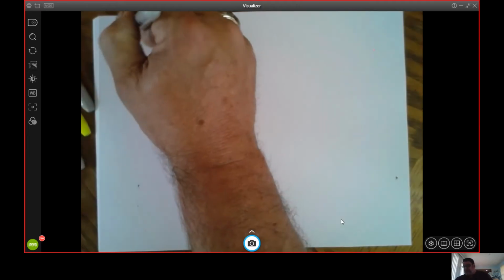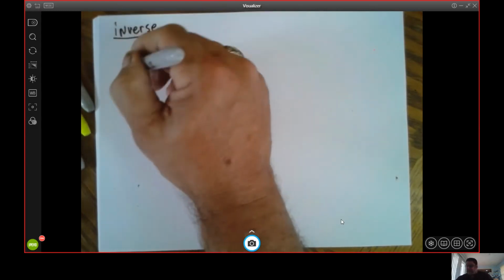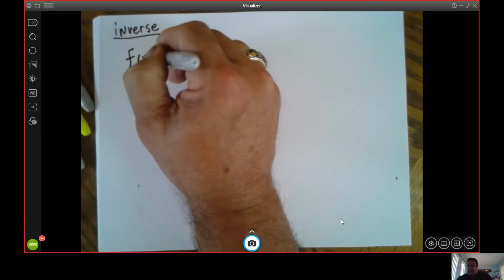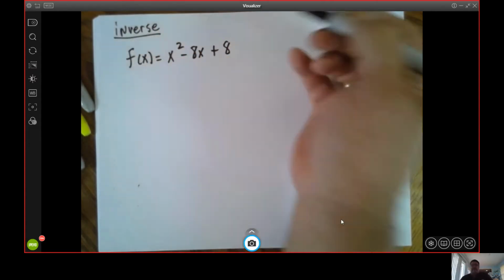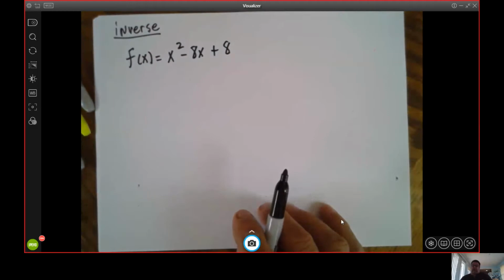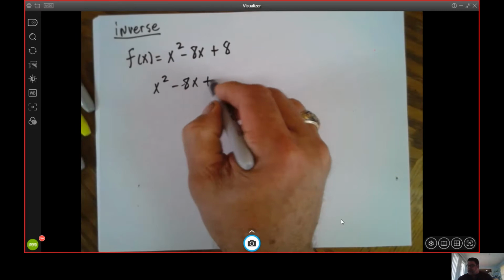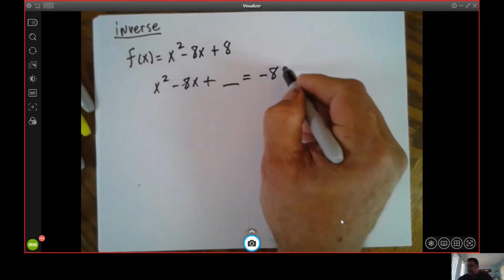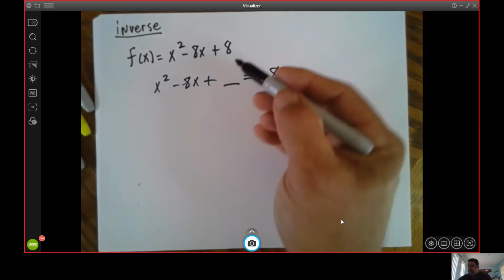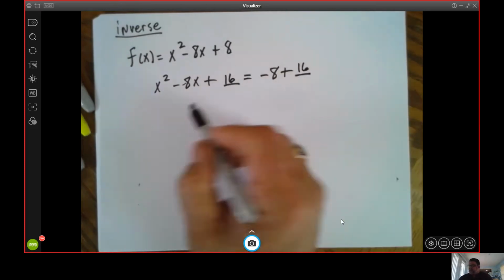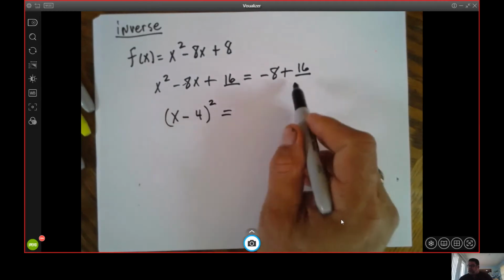Find the inverses or something of that effect, and it's quadratic. f of x is equal to x squared minus 8x plus 8. And of course, this is completing the square. So x squared minus 8x plus blank is equal to negative 8 plus blank. Half of 8 is 4. 4 squared is 16. (x minus 4) quantity squared is equal to 8.